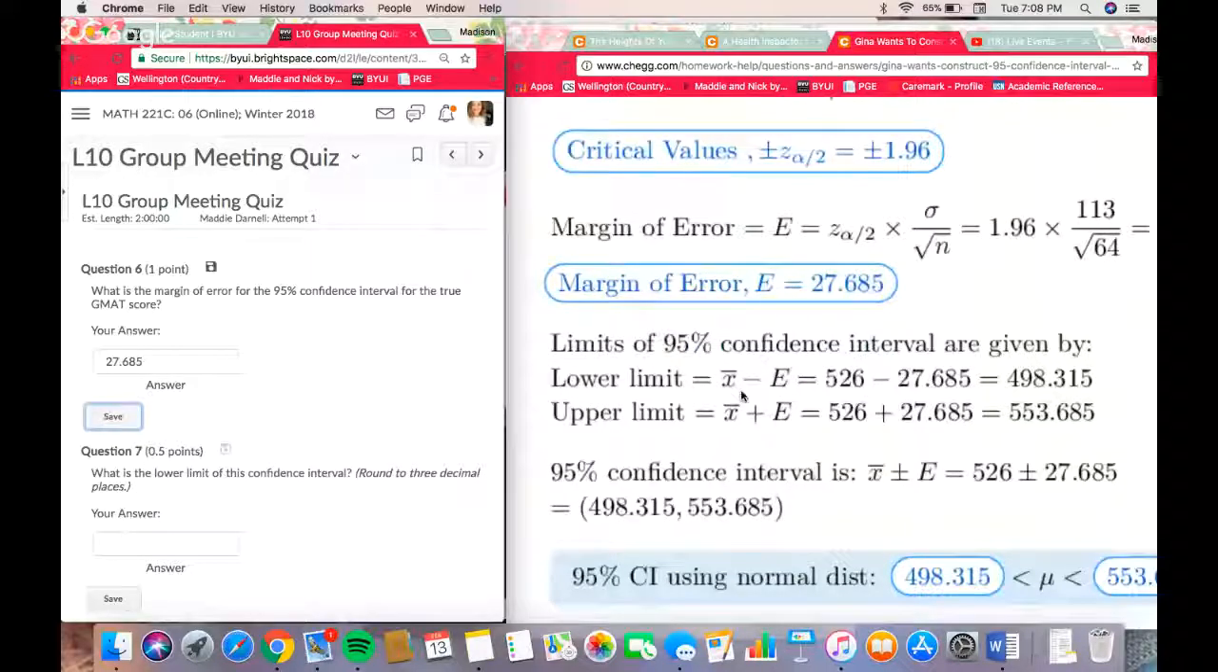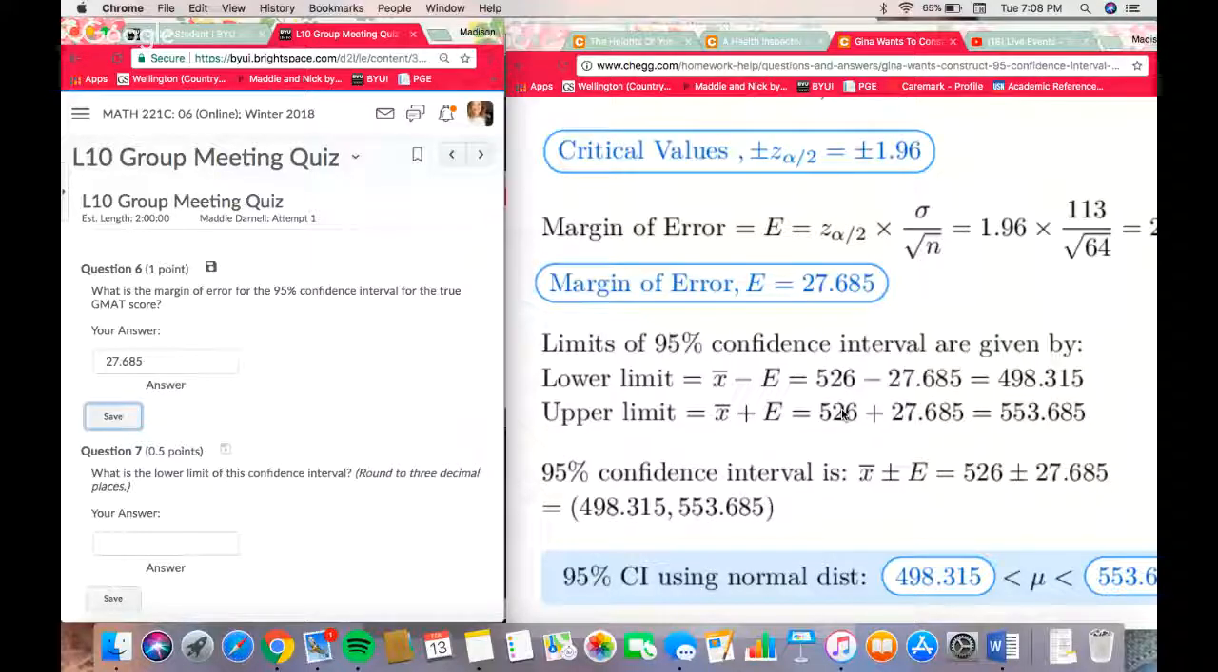So this is how you find the lower limit. It's x minus e, which equals 526 minus 27.685, where e is the margin of error. So the lower limit is x minus e, and the upper limit is x plus e. Does that make sense? Yeah, and e is the margin of error, right? Yes, e is the margin of error.